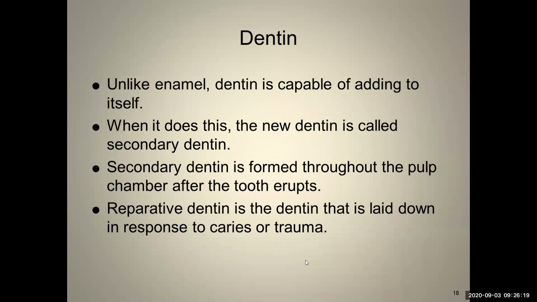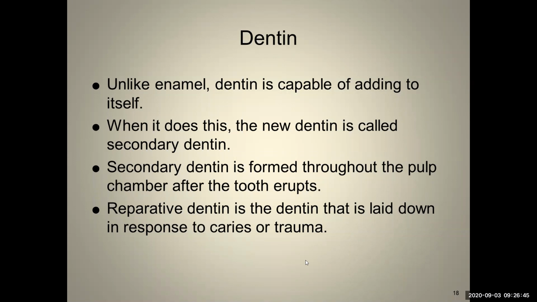Unlike the enamel, though, the dentin is capable of adding to itself. It can repair itself. And when it adds to itself, it's called secondary dentin. Okay, you weren't born with it, but it's replenishing itself. Secondary dentin is formed throughout the pulp chamber, which we're going to get into what the pulp is, because that's the soft tissue, after the tooth erupts.